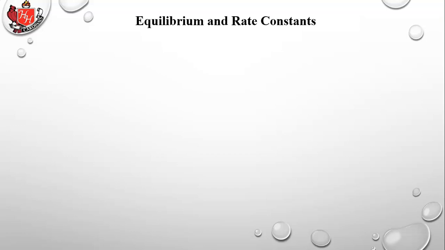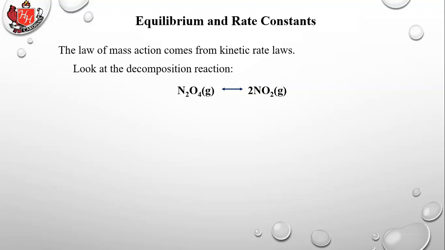So let's look at and compare equilibrium constants to rate constants, because they kind of look the same, what we did in kinetics and what we're doing now in equilibrium. So the law of mass action comes from kinetic rate laws. Let's see how that works. Look at the decomposition reaction. N2O4 produces 2 moles of NO2.